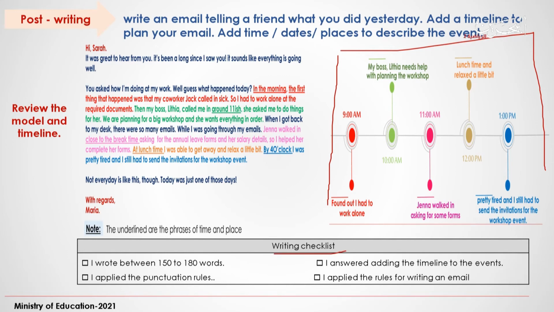That is, I want you to write between 150 to 180 words. Also, I would like you to add the timeline to the events as presented and discussed earlier. I also want you to apply the punctuation rules. And last but not least, please make sure that you follow the rules and regulations for writing the email. Now I would like you to start writing your email. I'll give you 5 minutes to write your email. If you require more time, please remember that you can pause this video and continue it later. So please start writing your email.